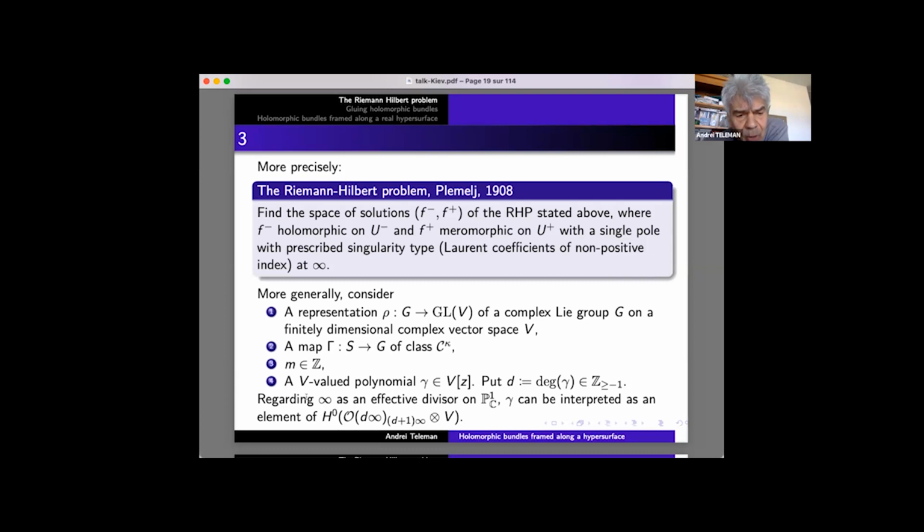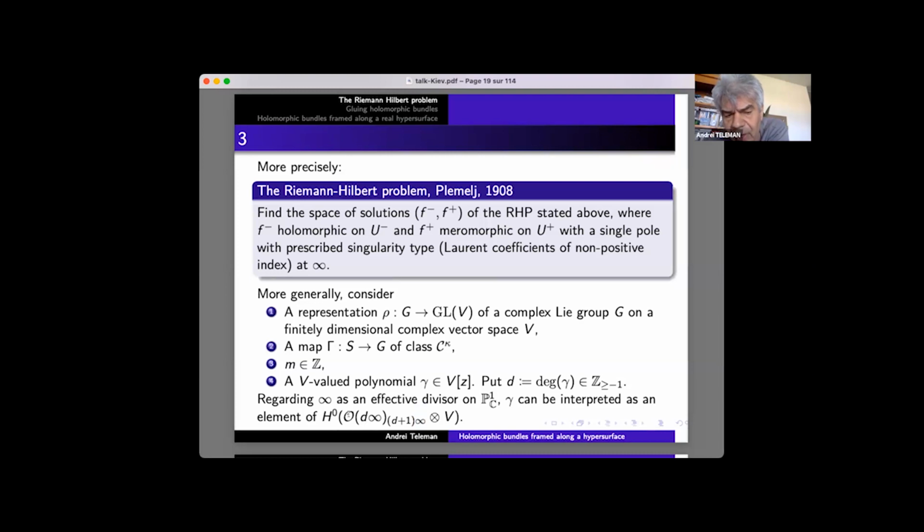Okay, and now for complex geometry, it's very easy what I'm writing now. For the others, maybe it's mysterious. So I will regard this point at infinity as an effective divisor on P1. And with this geometric point of view, gamma can be interpreted as an element of this space of sections, in the sense of complex geometry. What sections? It's a torsion sheaf on P1, a skyscraper sheaf concentrated at infinity.